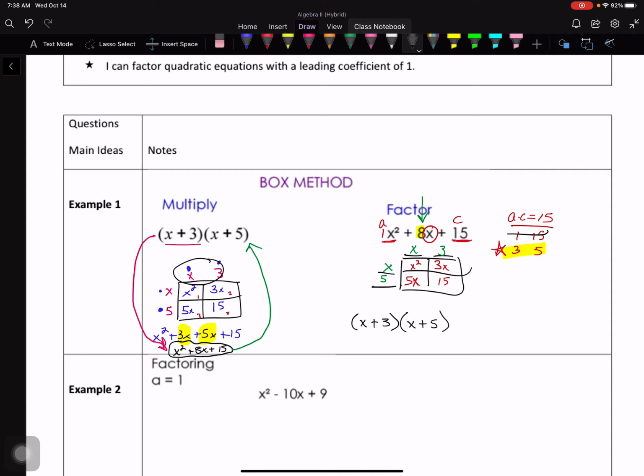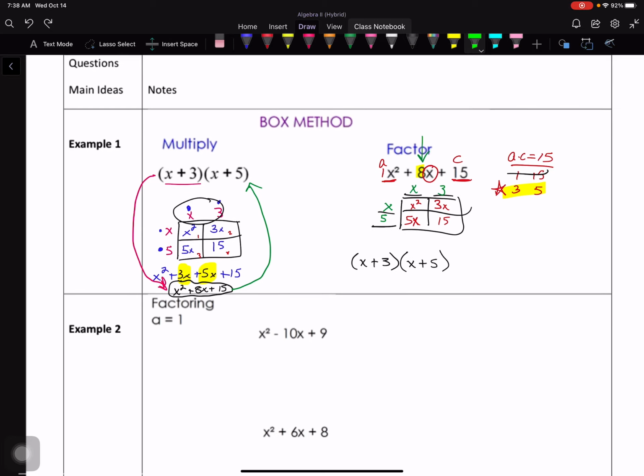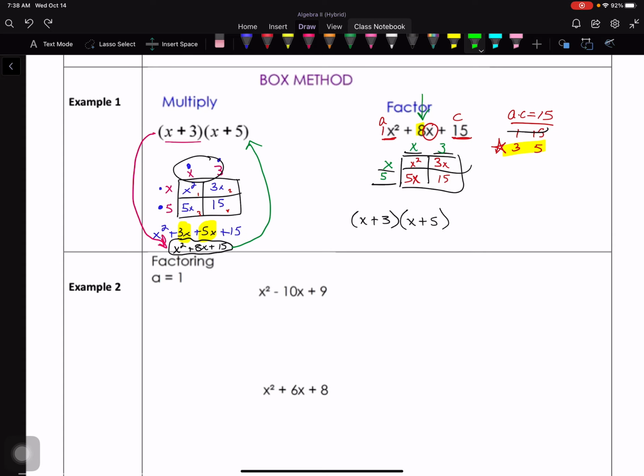And so that's factoring. The nice thing about the box method is it works no matter what the a value is. If it's 1, 2, 3, 4, 5, 100, it doesn't matter. It all works the same. Now, I can also show you a shorter method for only when our a value is 1. So I'm going to go ahead and do that here in example number 2.